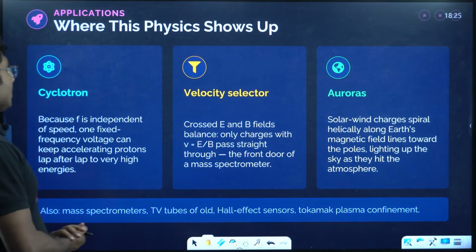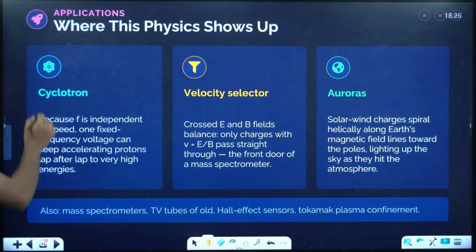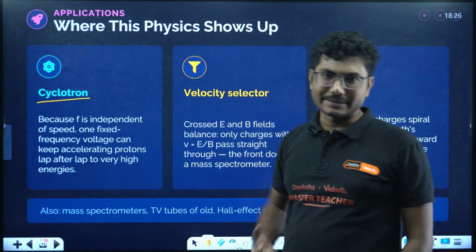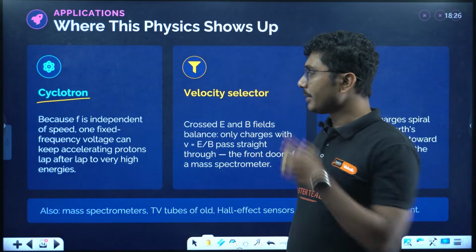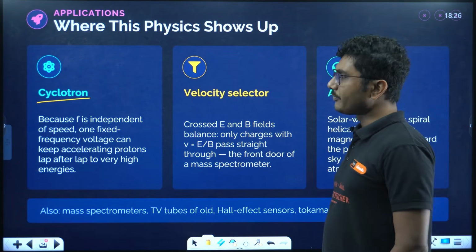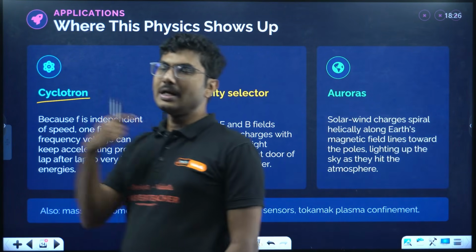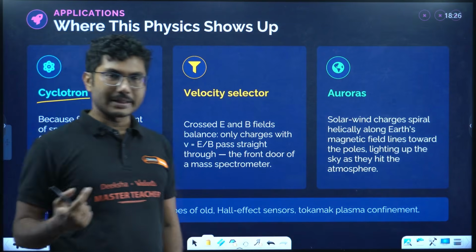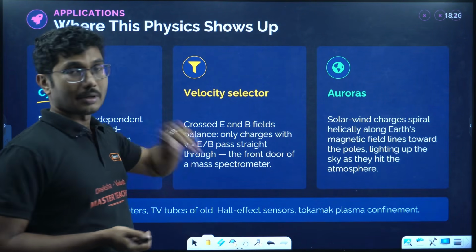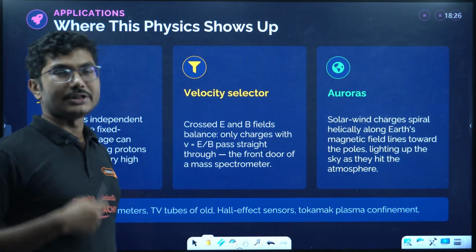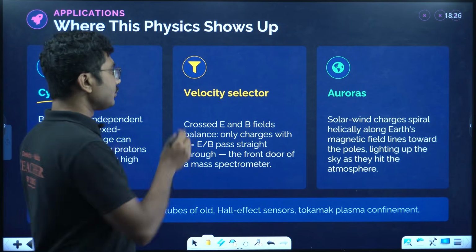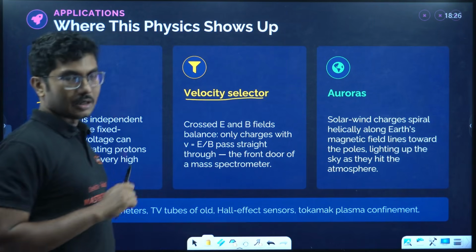Now where does this physics show up? One is the cyclotron. The syllabus does not include it, but we should learn the basics about it, because the frequency is independent of speed. One fixed frequency voltage can keep accelerating protons lap after lap to very high energy. So basically it's a device which produces high energy particles. Cyclotron is one of them. Then velocity selectors: multiple particles are coming with different velocities, you want only one velocity to stay, and the remaining velocities to go out. That can be done using this technology.